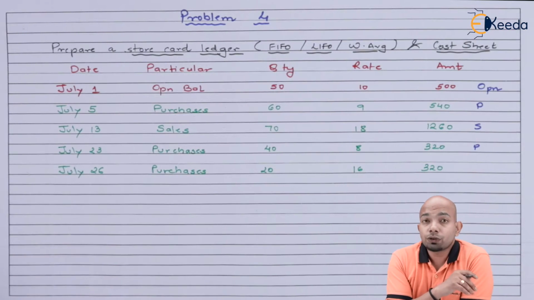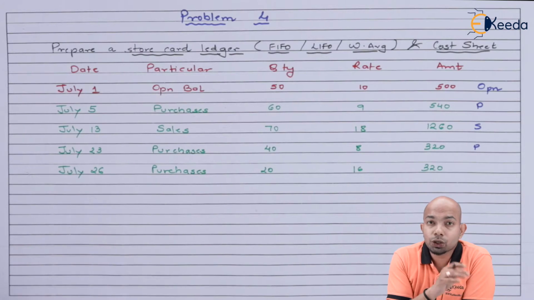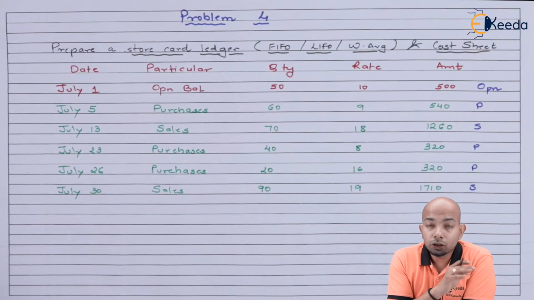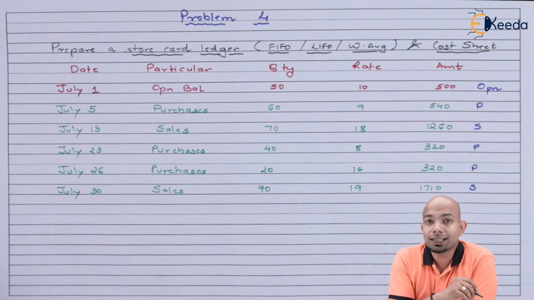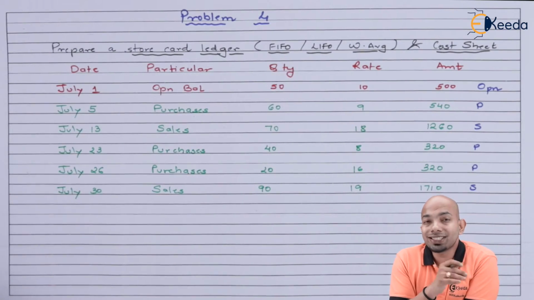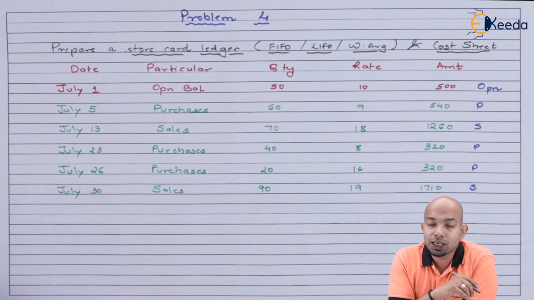Again on 26th of July, there was another purchase transaction of 20 units at the rate of 16 per unit. This gives you a total value of 320 rupees. On 30th of July, the last transaction is a sale of 90 units at the rate of 19 rupees per unit. So the total sale amount was 1710.